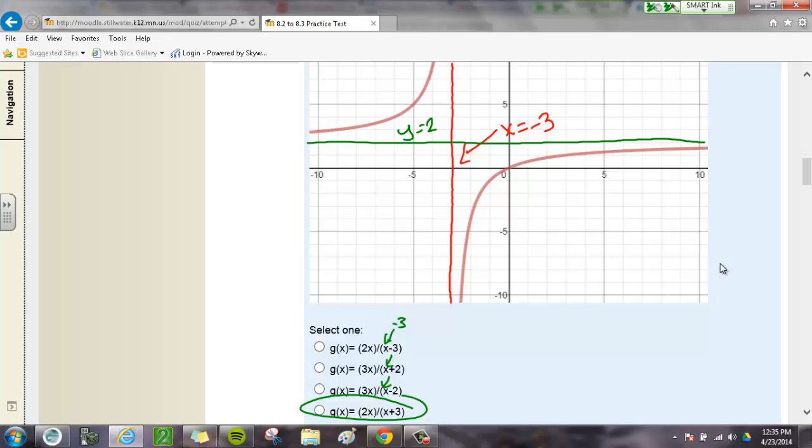G of x is equal to 2x over x plus 3. If you put a negative 3 in for this x, negative 3 plus 3 is 0. So there you go. Notice that for the horizontal asymptote, we have that 2 right there, so that would give us that. But that's the only possible answer it could be. So I'll check that one.